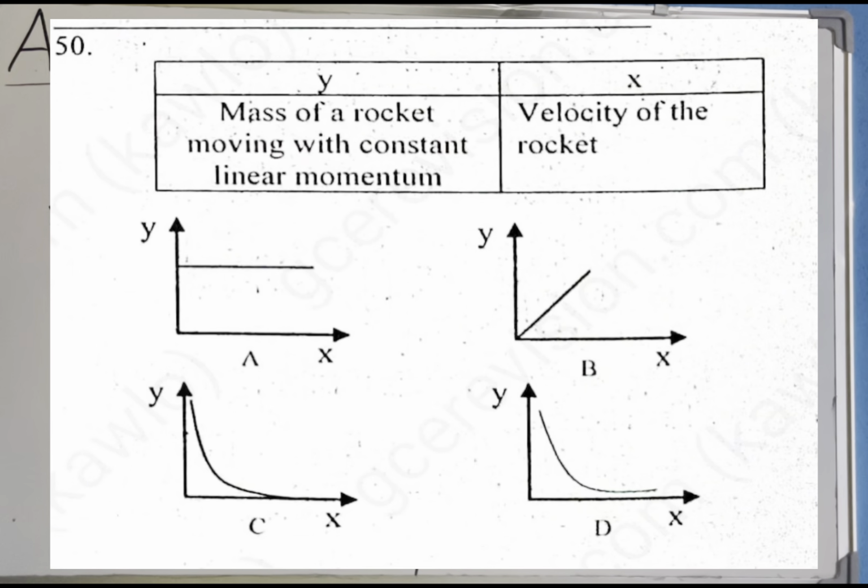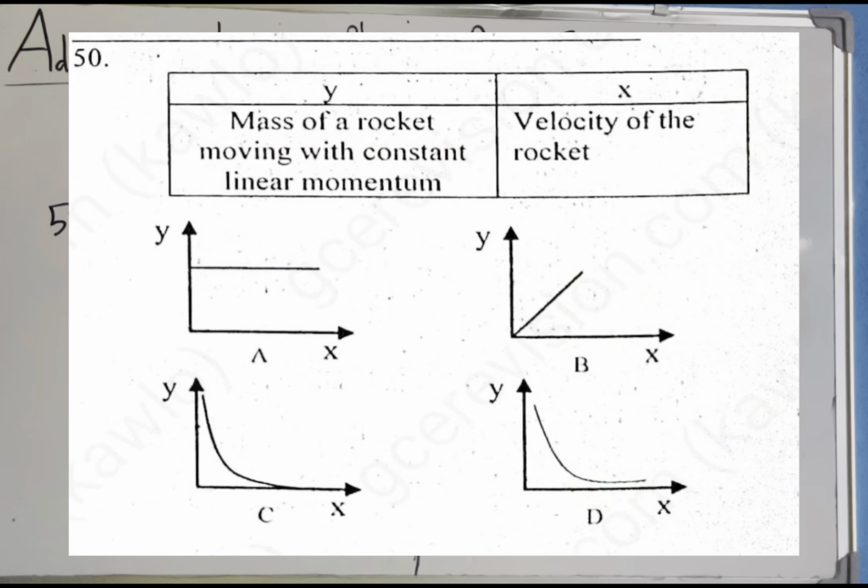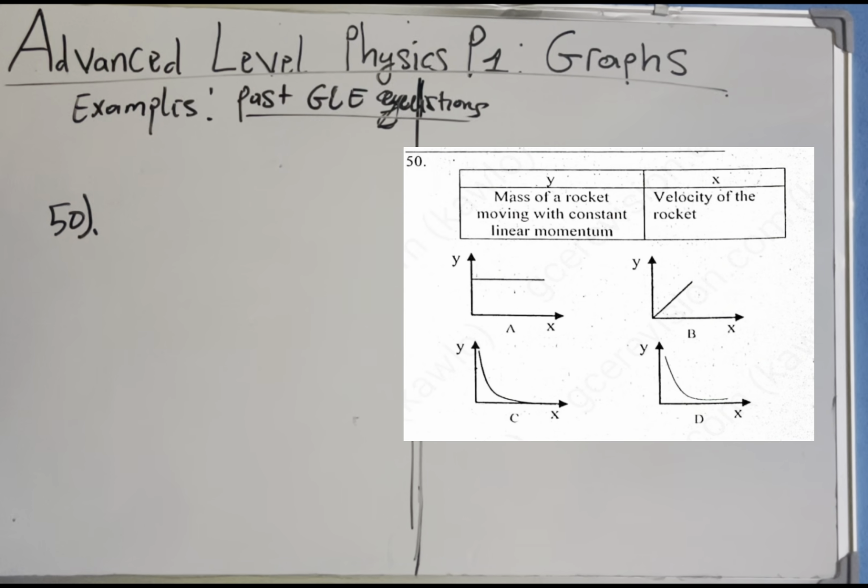Y here represents the mass of a rocket moving with a constant linear momentum, and S represents the velocity of the rocket. We all know that for a rocket, the mass never changes. Are we together? It never changes. It means that when you are already seeing that mass of something, mass is constant. It's not weight, it's constant.